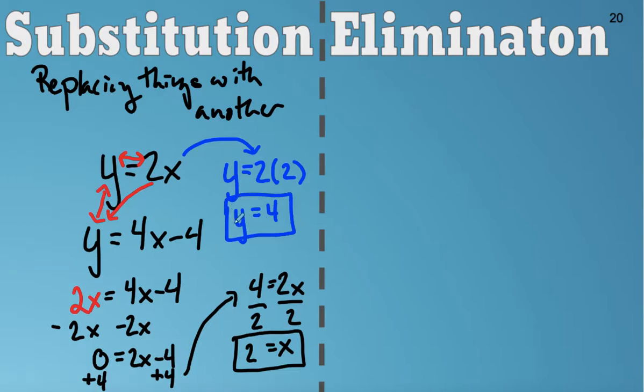So substitution is the idea of replacing some things with another to make the equations easier for us to solve. Because when they're set up like this, we can't actually solve an equation that has 2 different variables in it. So we need to get down to one variable in order to solve.